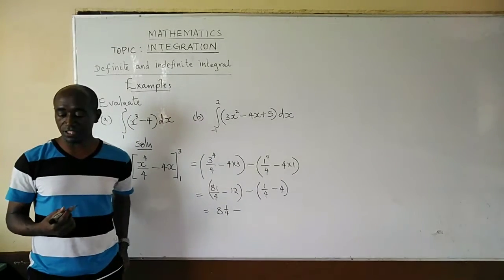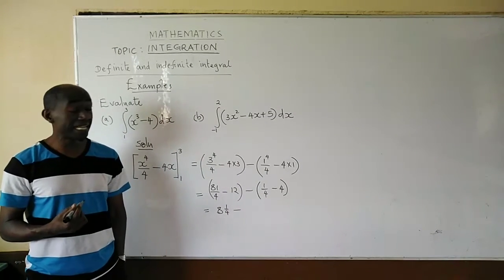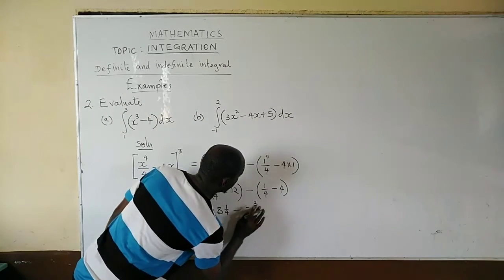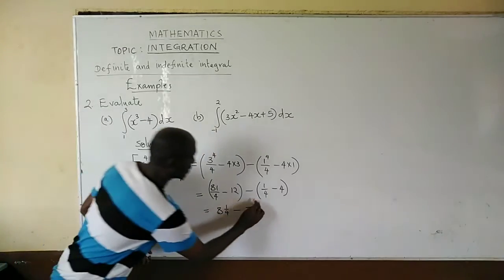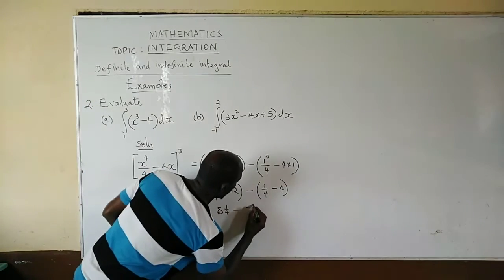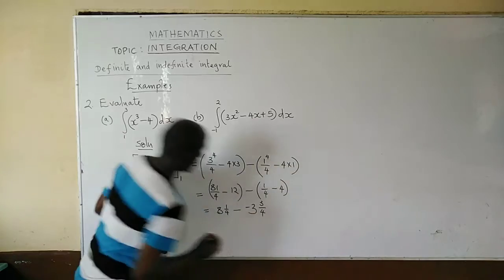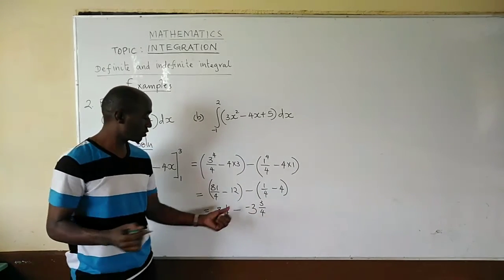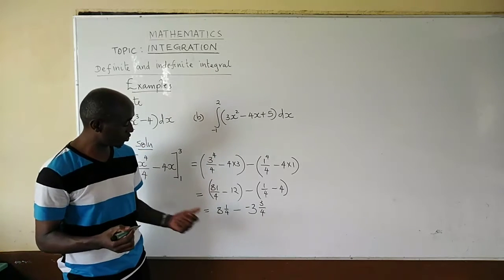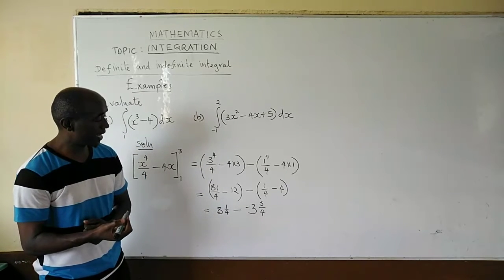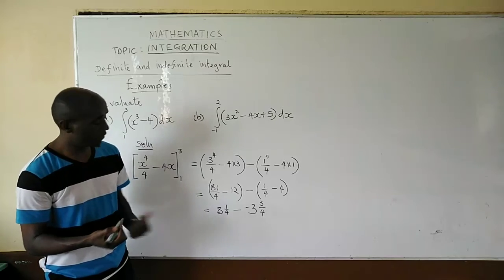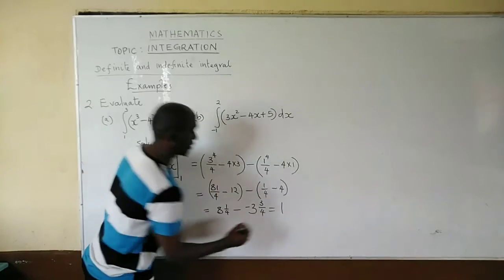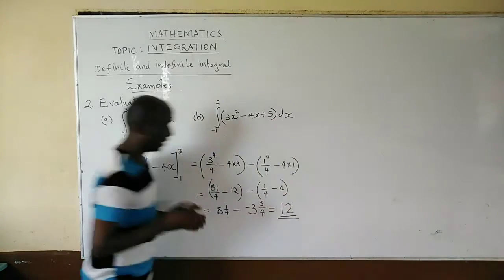My dear learner, a quarter minus 4 is what? A quarter minus 4 is negative 3 and 3 over 4. Negative 3, sorry, negative 3 whole number and 3 over 4. So we have 8 and a quarter minus 3 and 3 over 4. So minus becomes plus. So you just add 8 and a quarter plus 3 and 3 over 4. If you add that, my dear learner, you will get 12. So the final answer is 12.